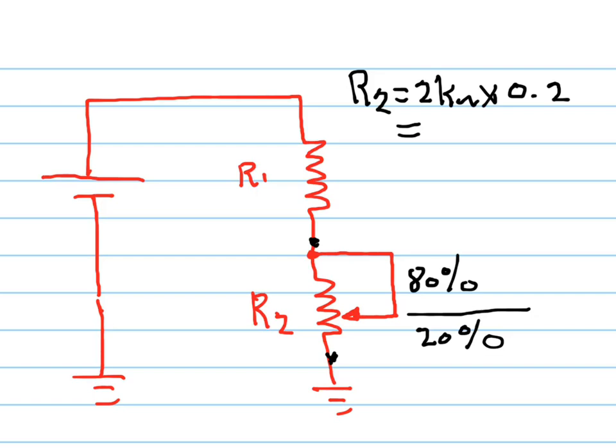So that would be 2 times 0.2, that's back to our 400. Okay, now in the lab, it doesn't make any difference which way you jumper it. All that means is if you jumper it one way, if you turn the screw clockwise, the resistance will go up. If you jumper it the other way, if you turn it counterclockwise, the resistance will go up.